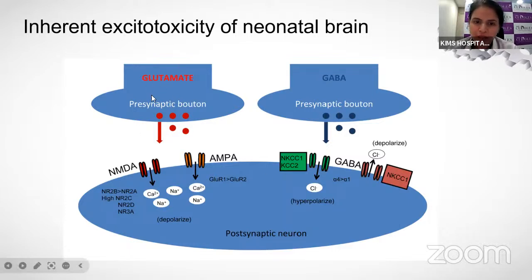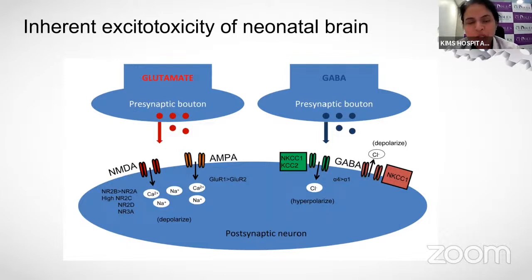So here we can see this is an excitatory or glutamatergic presynaptic button, which is emitting the excitatory neurotransmitter glutamate, which in turn, through the various glutamatergic receptors like NMDA and AMPA receptors, results in depolarization or intake of sodium or calcium ions, cations, into the cell, resulting in depolarization. So this results in excitation of the neuron.